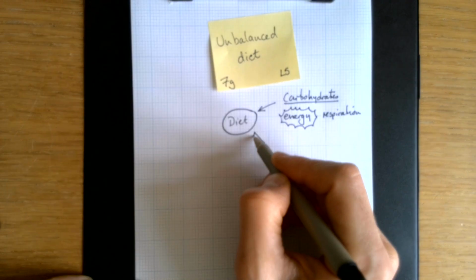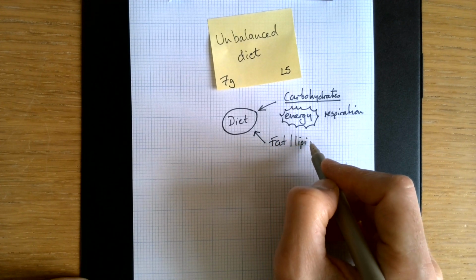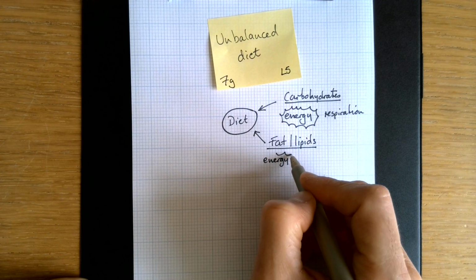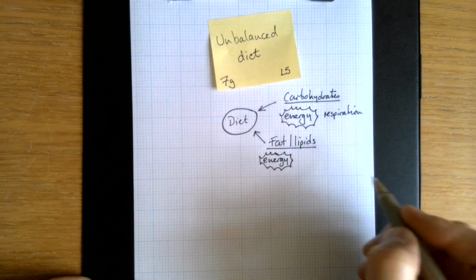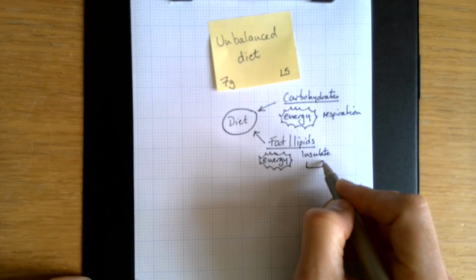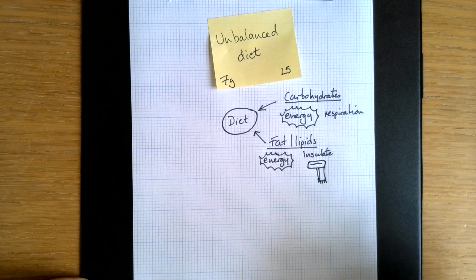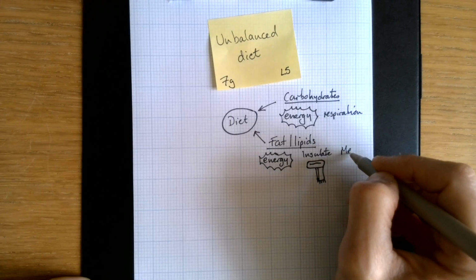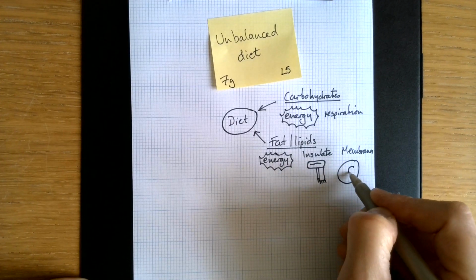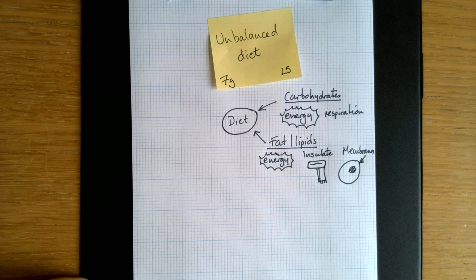Along with carbohydrates, we also need to make sure that we have plenty of fat. Sometimes they're called lipids in our diet too. These are also a good source of energy. They also allow us to insulate. I'll attempt to draw a scarf here to represent insulation. There we go. That's not too bad. And they also allow your cells to make their cell membranes. So fats and lipids are really, really important.